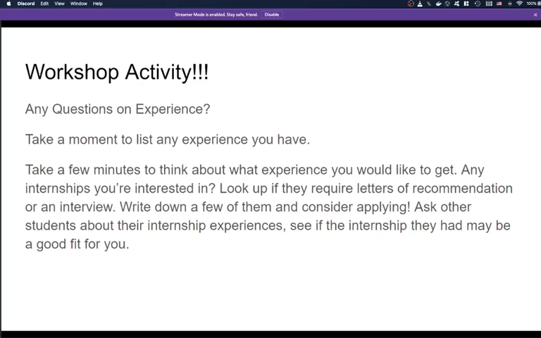Are there any internships that you're interested in? Look them up on Google, see if they would require letters of recommendation or an interview. Write down a few of them and consider applying sooner rather than later. Summer internships, fall is the time to start applying for summer internships. I started applying freshman year.